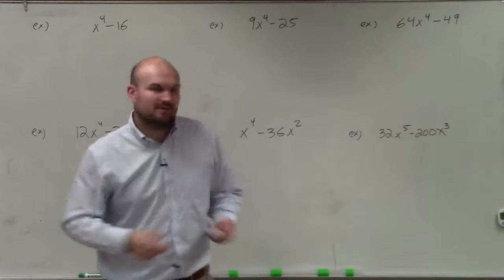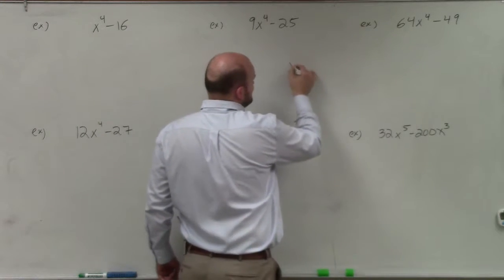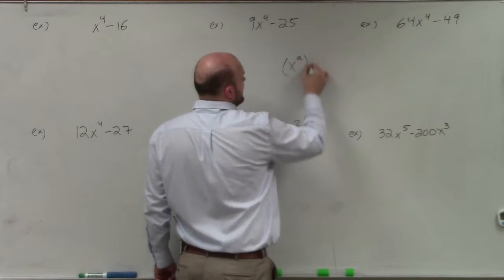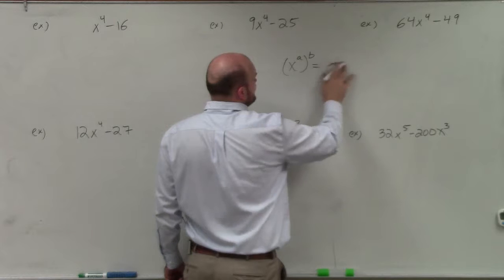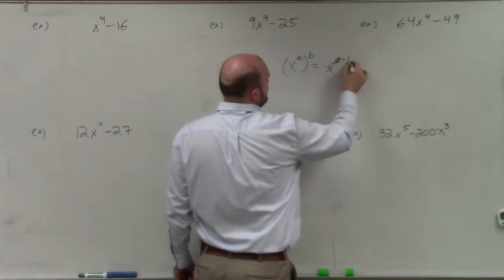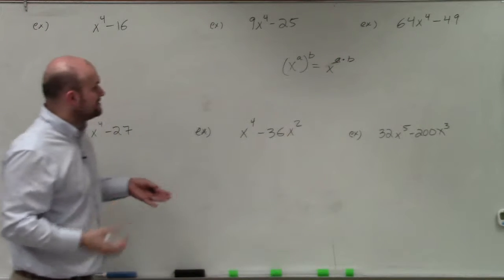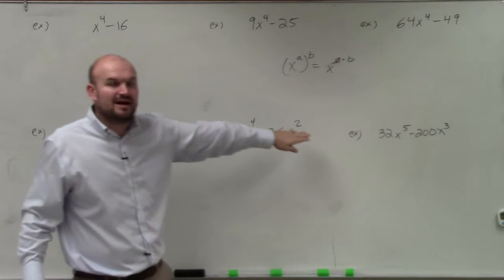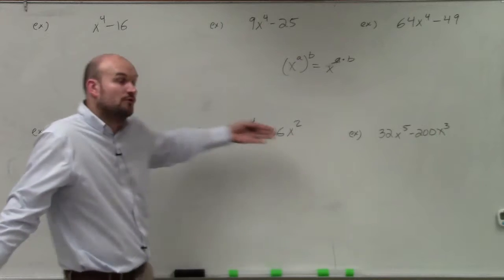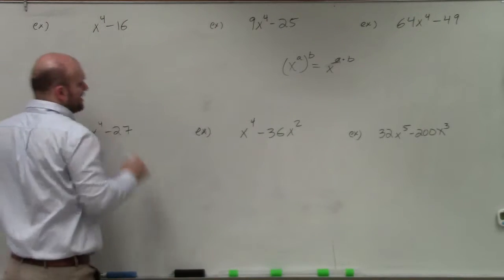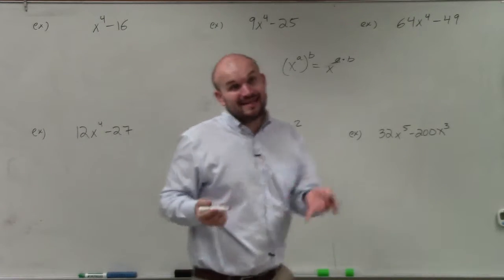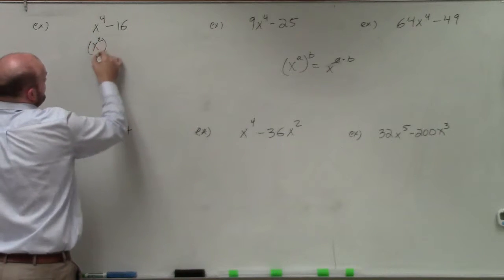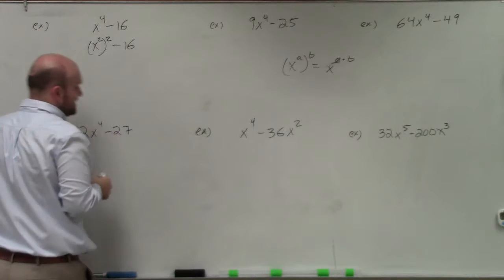So again, I just want to remind you of the power rule. I don't think I explained this last time. Remember, if you had a variable x raised to the a, and then raised to the b power, that basically means x to the a times b. So I want to ask: is this a square term? Well, in my last example, we obviously see 16 is a squared number. That's 4 squared, or 4 times 4. Well, what about x to the fourth? Is that a square term? Yes, it is. We can rewrite it using our power rule as x squared, squared, minus 16.